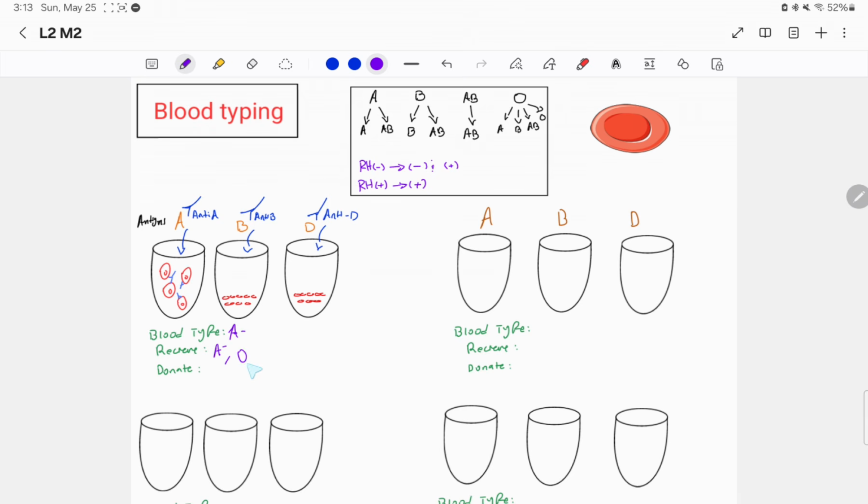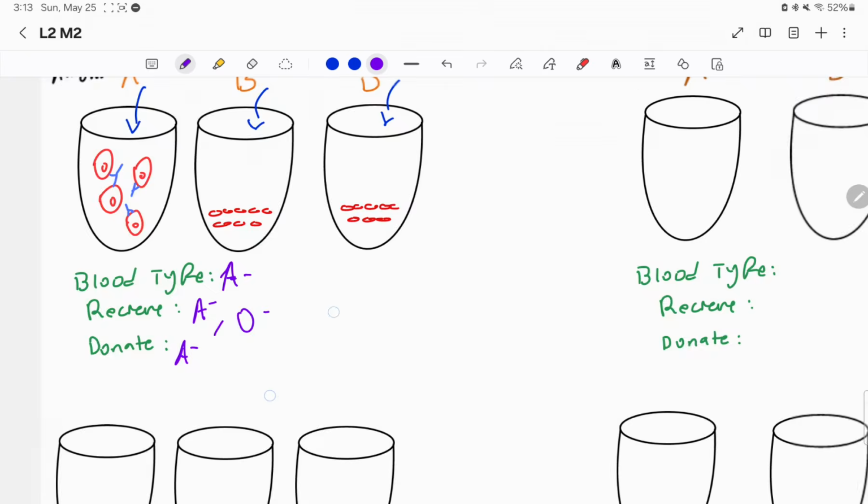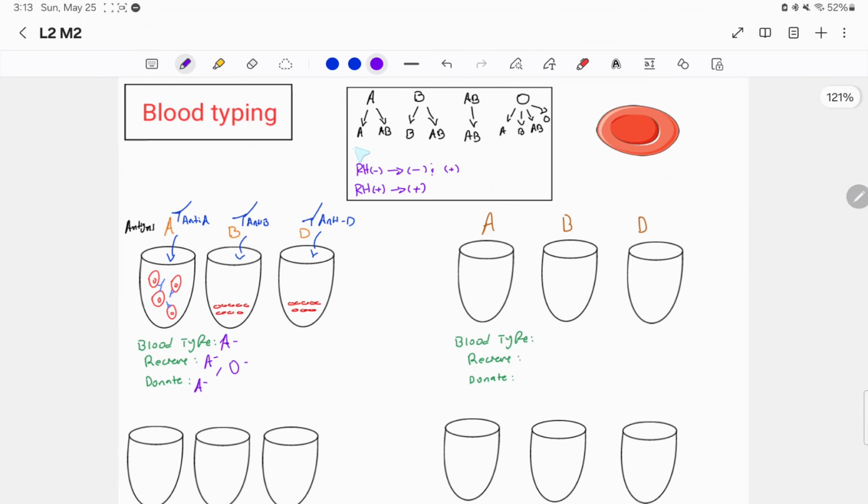Okay, so O, but is it O positive, O negative? Well, let's see. This guy has a negative, so only a negative can give to a negative. So O negative. All right, who can this guy donate to? Well, again, he can donate to A negative. But who else? Can he donate to A positive?